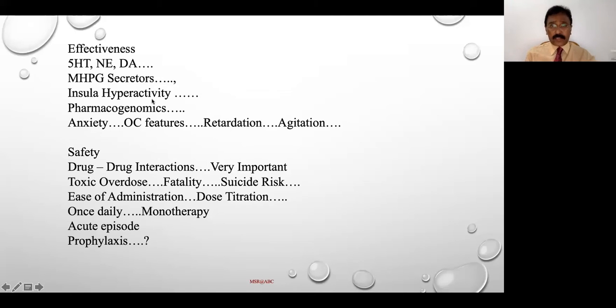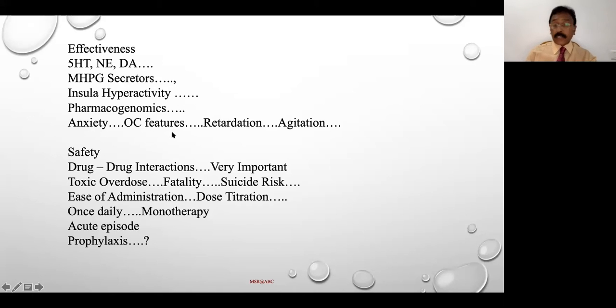Insular hyperactivity, I'll come to that. Pharmacogenomics, somebody also asked me, I do not have an answer regarding that, but as of today, whether in India or outside, there is nothing like a specific pharmacogenomic test based on which you can give somebody a particular antidepressant. These are very important for me. If somebody has significant anxiety, I'll make a small change in either the antidepressant and add clonazepam. OC features are very, very important. If somebody has significant OC features, either as a part of depression or a premorbid thing, my dose of antidepressant will go up significantly. So these are all the factors one has to look into.